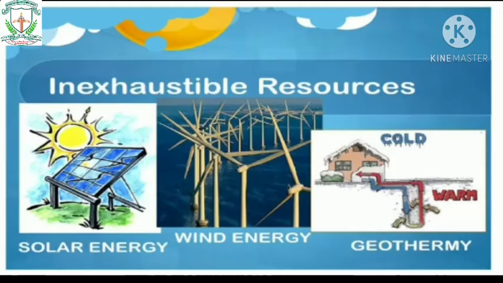Inexhaustible natural resources. These resources are present in unlimited quantity in nature and are not likely to be exhausted by human activities. Examples are sunlight and air.